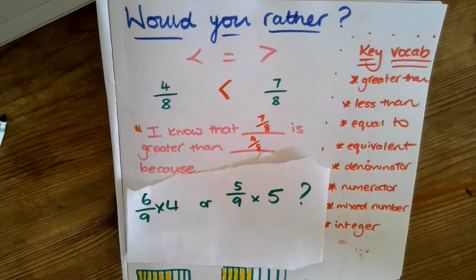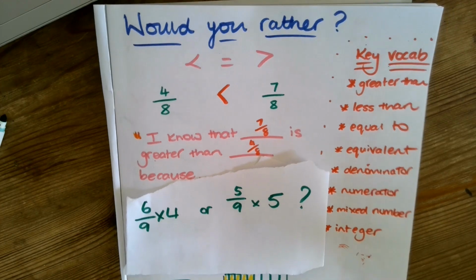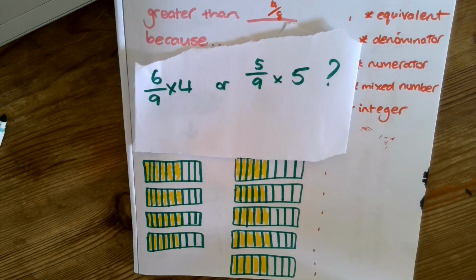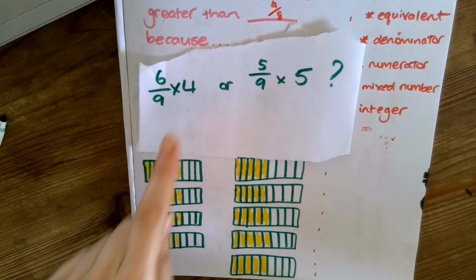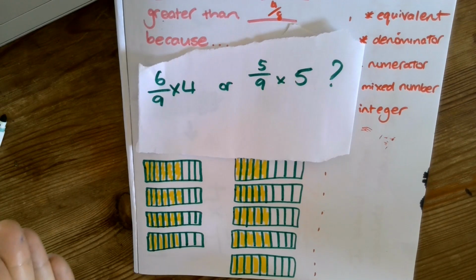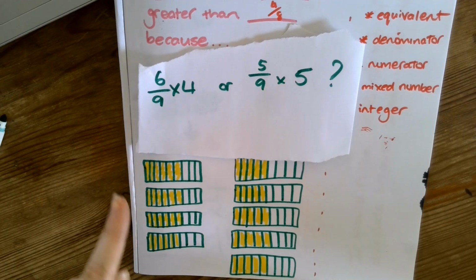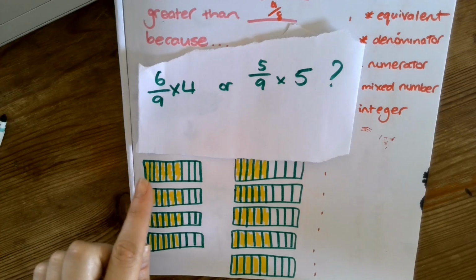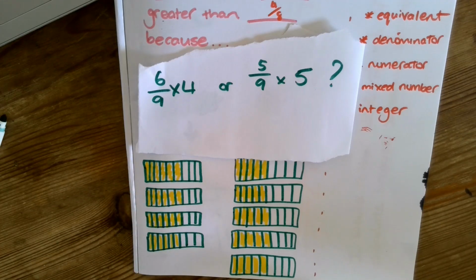Right, our last and final question is 6/9 times 4 and 5/9 times 5. What would you rather have? So, don't forget, you can draw this out if it makes it clearer to see. I have drawn 4 rectangles here and divided them all into ninths and shaded in 6 of those 9 ninths. So you could count how many ninths that is. We can do 6, 12, 18, 24.